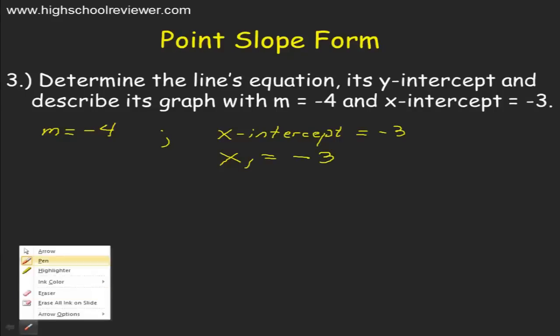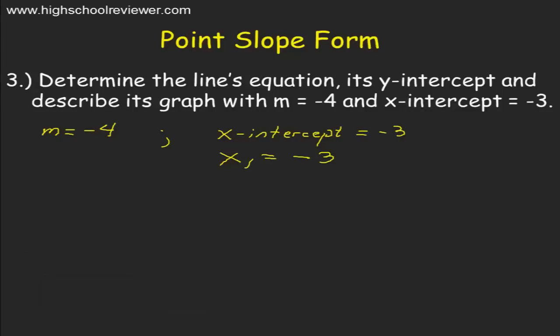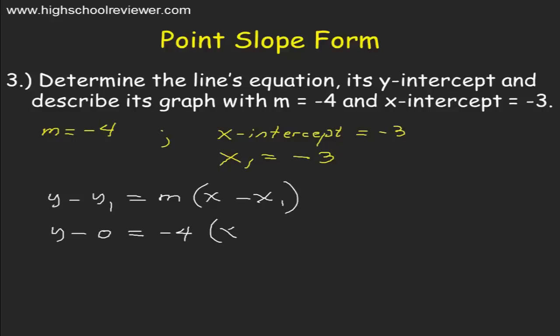Okay, and then we are going to use the point slope form equation, that is y minus y sub 1 equals m multiplied by x minus x sub 1. So we have y minus, our y sub 1 is not present, so this will be 0, equals the slope, which is negative 4, multiplied by x minus the x-intercept, or x sub 1, that is negative 3. So this will be y equals negative 4 multiplied by x.